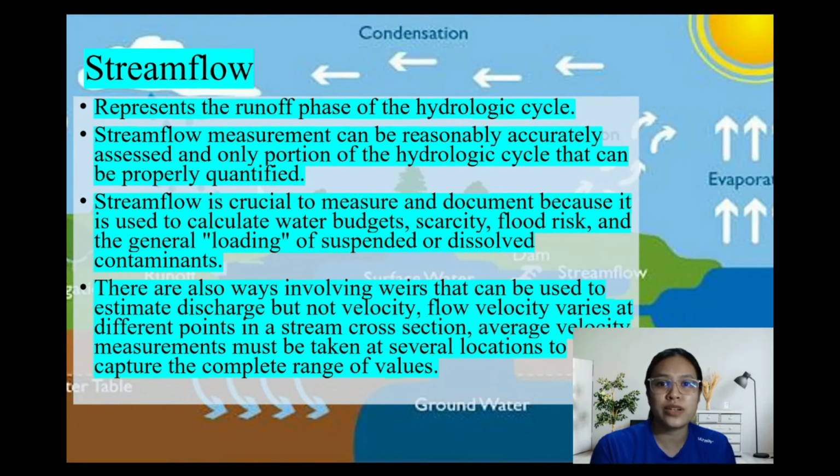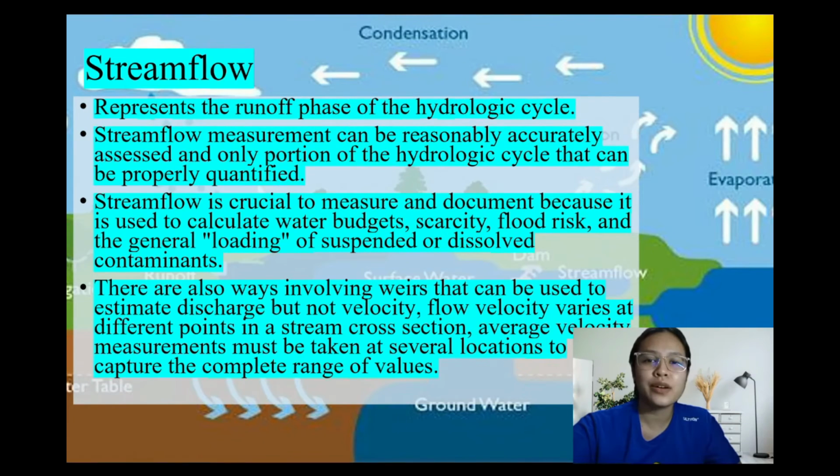loading of suspended or dissolved contaminants. There are also ways involving weirs that can be used to estimate discharge but not velocity, because flow velocity varies at different points in the stream cross-section. Velocity measurement must be taken at several locations to capture the complete range of values. A timer and certain additional equipment are required for all flow measurement.